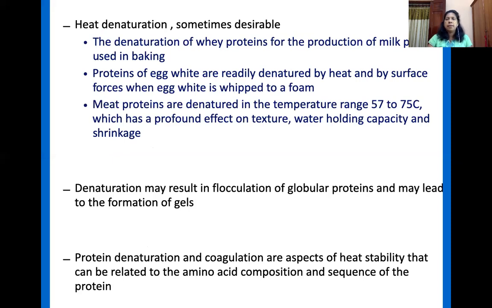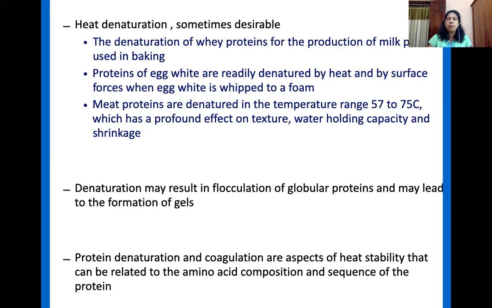And there are some situations where heat denaturation is sometimes desirable. For example, the denaturation of whey protein for the production of milk used in baking, and proteins of egg white are readily denatured by heat, and then the egg white is whipped to form a foam. Meat proteins are denatured in the temperature range 57 to 70, which has a profound effect on texture, water holding capacity, and shrinking. So these are some examples, and you really know these examples from your day-to-day life.